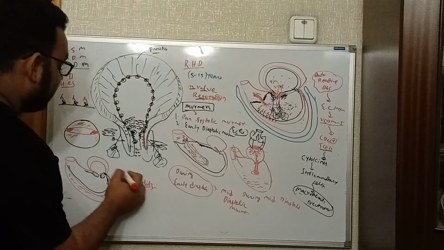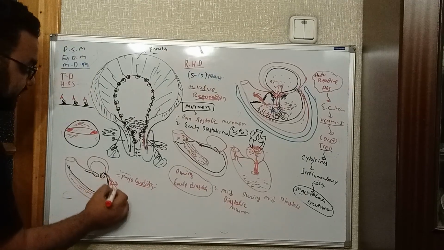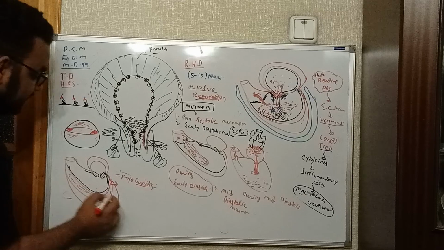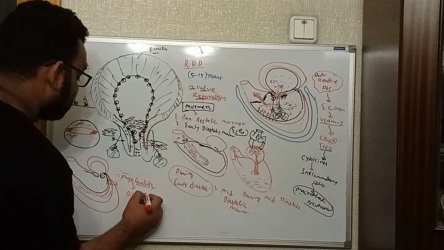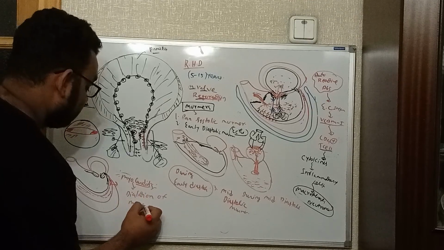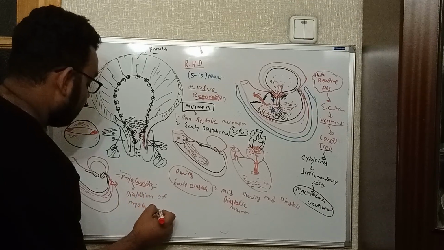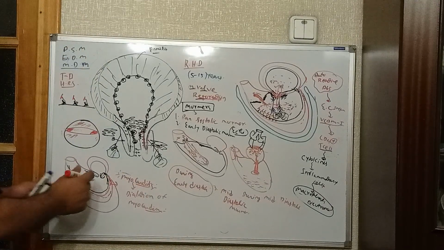So whenever the myocarditis is here, this will be dilated, severely dilated. So ultimately, we will see dilations of the myocardium over here. As a result, we will see it dilated.